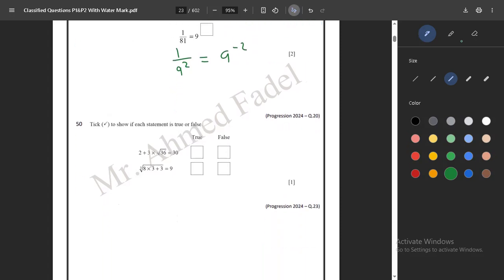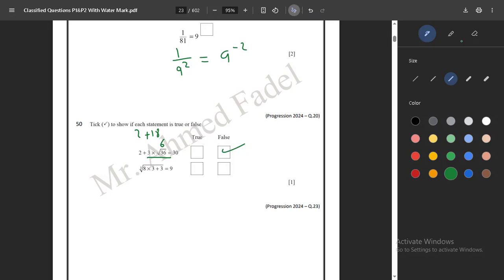This one here, they ask to show if the statement is true. Square root of 36 is 6. So 6 times 3, we do the multiplication first. 3 times 6 is 18. 2 plus 18 is 30? No, false. 2 plus 18 is 20, not 30. We do the multiplication first. Some of you might have said true. Why? Because they did 2 plus 3 first. They said it's 5, 5 multiplied by 6. So they did the order of operations wrong.